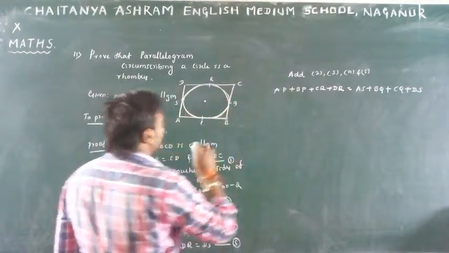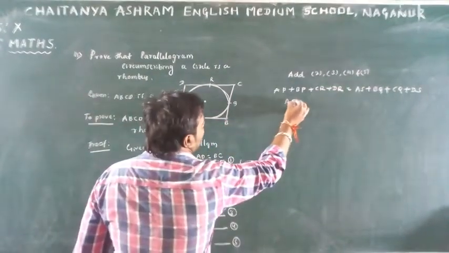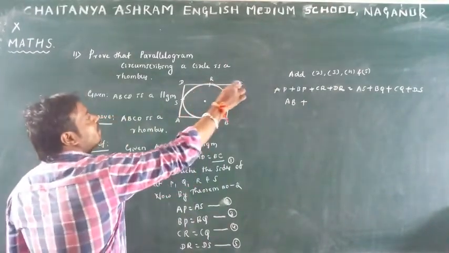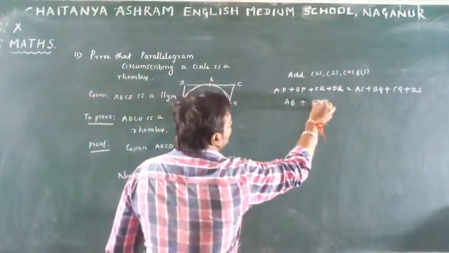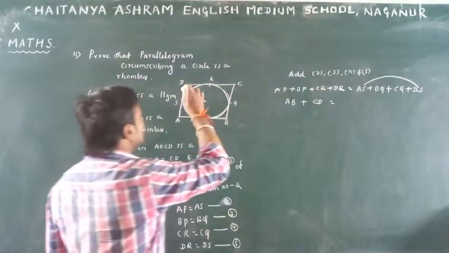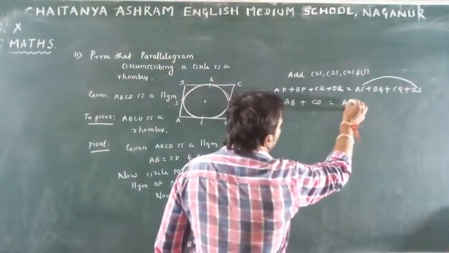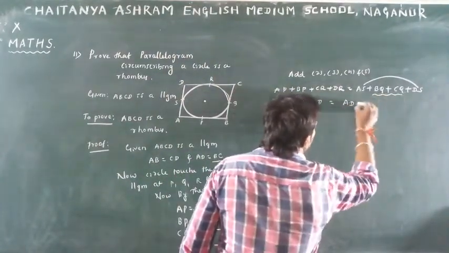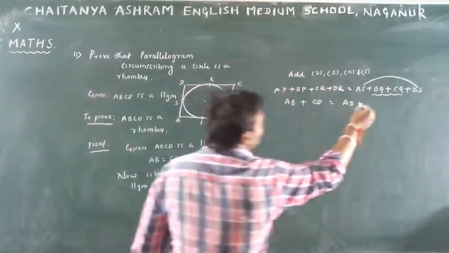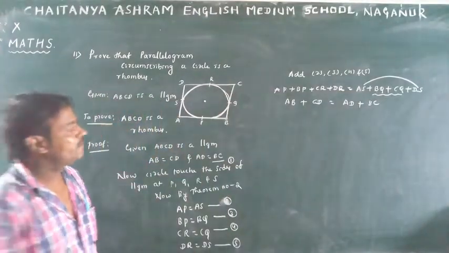AP plus BP is totally AB. CR plus DR is totally CD. AS plus DS is totally AD. BQ plus CQ is totally BC. Yes or no? Now see what happens.